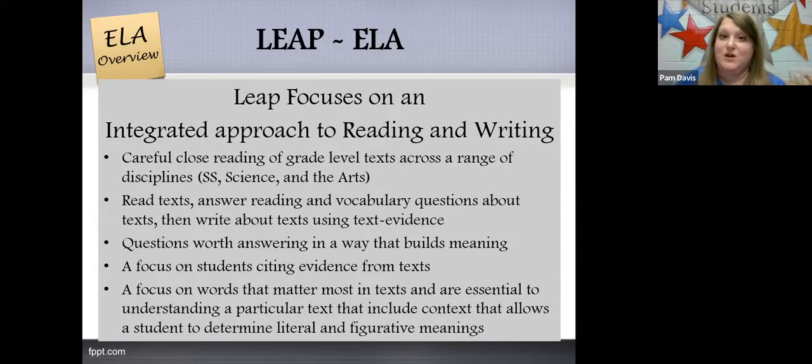And I know that you and your children are very familiar with text evidence. Questions worth answering in a way that builds meaning. They focus on students citing evidence from text, and it's a focus on words that matter most in text and are essential to understanding a particular text, that include context that allow a student to determine literal and figurative meaning.